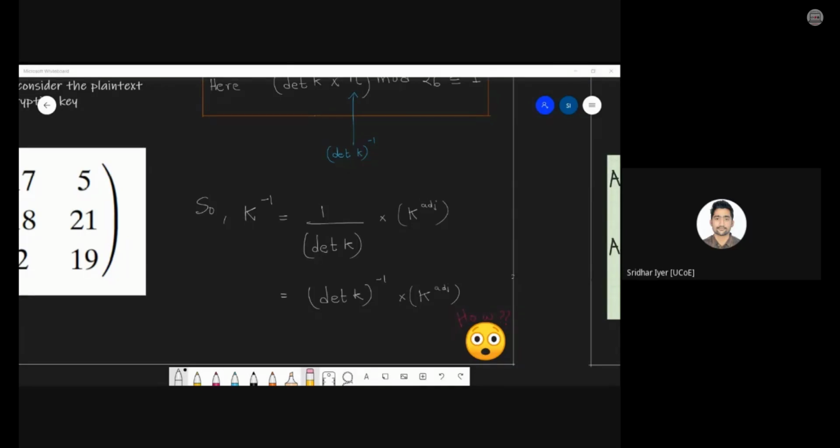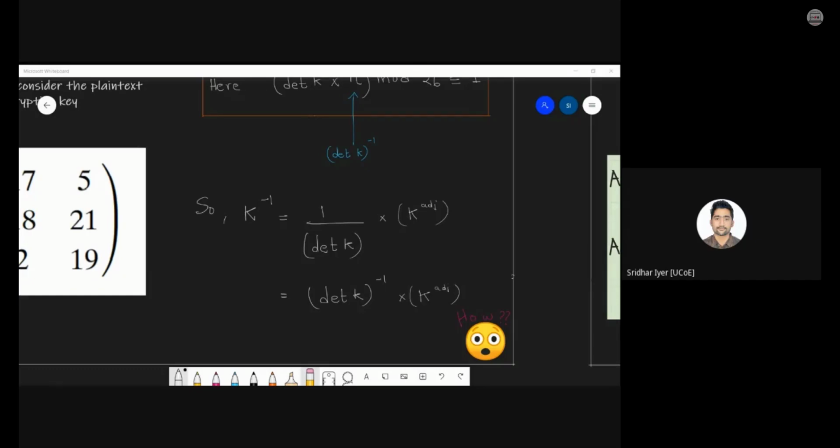K inverse is determinant K inverse, okay, so basically determinant of K inverse into adjugate of K or adjoint of K, whatever you want to call it. Am I clear? I will show you how we got it. As you can see that small smiley at the end, how. So don't worry, I will show you how to do it. But first of all, let me know whether you got this formula or not.